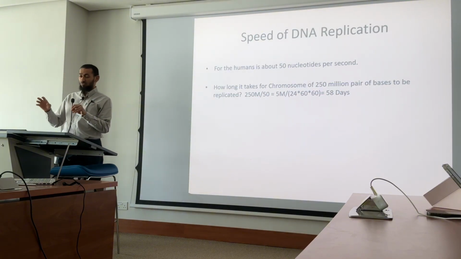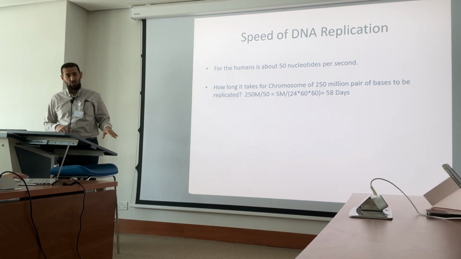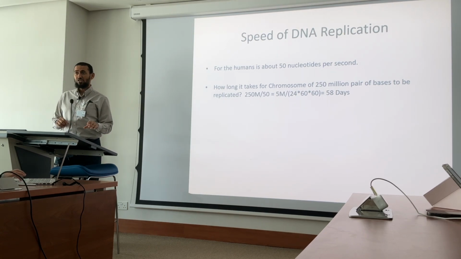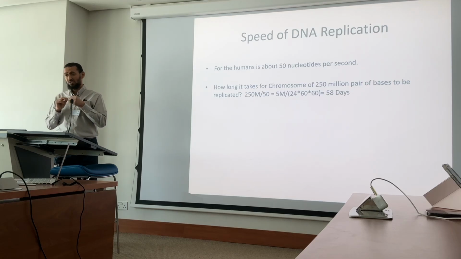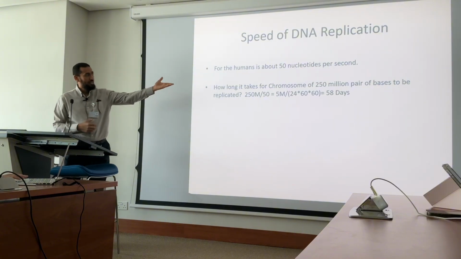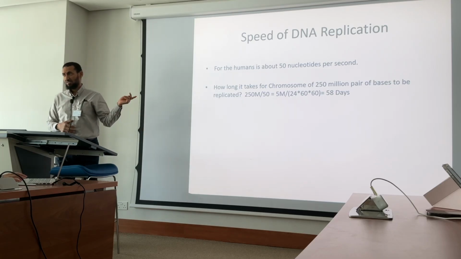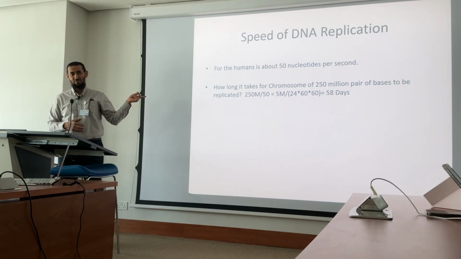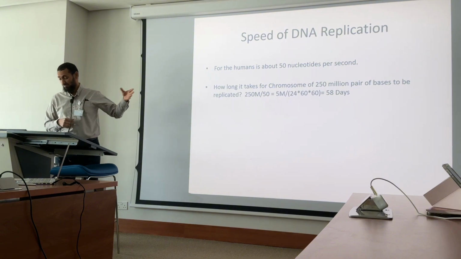Let's talk about the speed of DNA replication. The speed of DNA replication in the human is about 50 nucleotides per second. So imagine that we have a chromosome composed of 250 million base pairs, a short chromosome, and we want this chromosome to be replicated. What do you think the time for this process is? I calculated it here. It is 58 days. Do you think this is what happens? In 58 days to replicate only one small chromosome? No. Will it take 2 months?